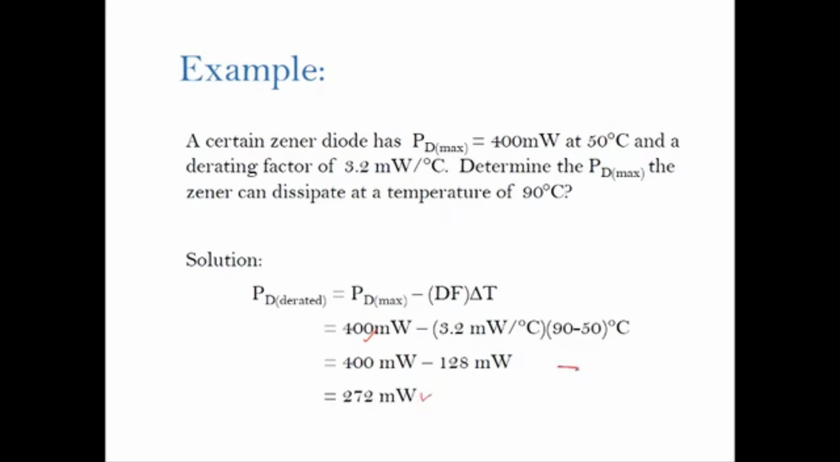So you can see here, when the temperature is high, the PD max becomes lower. So if the temperature is high, it's easy for the Zener diode to break down because the PD max is lower.